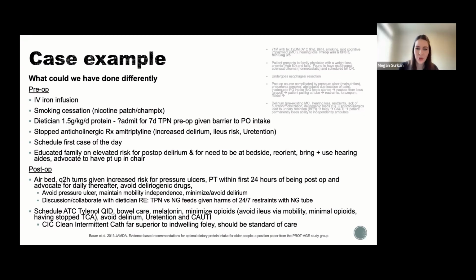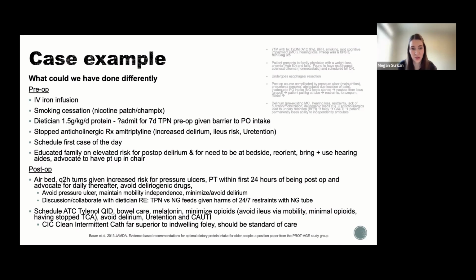I'm not saying that we would do this for every patient, but I have seen in certain cases, patients get admitted a week or so beforehand for preoperative nutritional optimization, with something like TPN, which has risks of candidemia, versus an NG tube, where you're tying someone down 24/7, you're going to make them delirious, with increased risk of bed sores. So we could have at least initiated that conversation to see if we could avoid the pressure sore and post-op delirium. We could have stopped the amitriptyline, which would have reduced risk of delirium, ileus, and urinary retention.